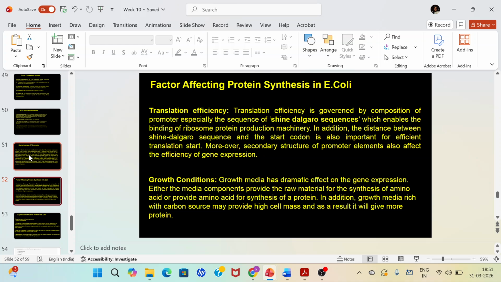Then the factors that affect protein synthesis in E. coli. Translation efficiency is governed by the composition of the promoter region, especially the Shine-Dalgarno sequence, which enables the binding of the ribosome, the protein production machinery. So basically the translation efficiency and the growth conditions are some of the factors that affect protein synthesis in E. coli.